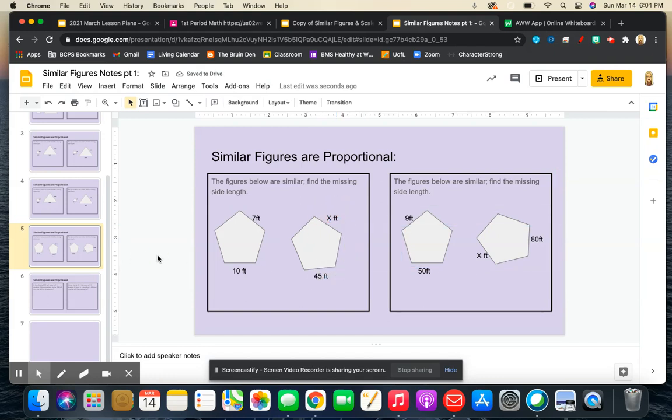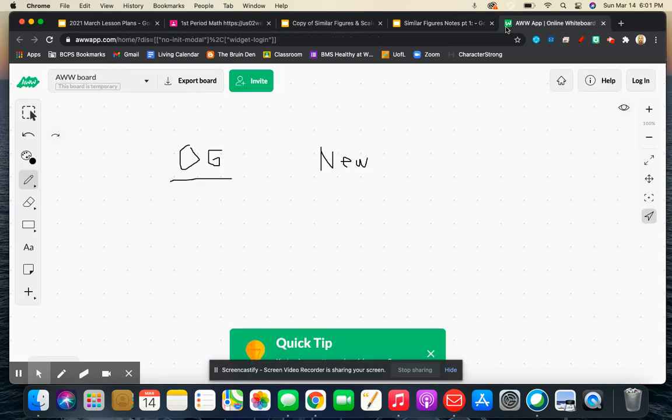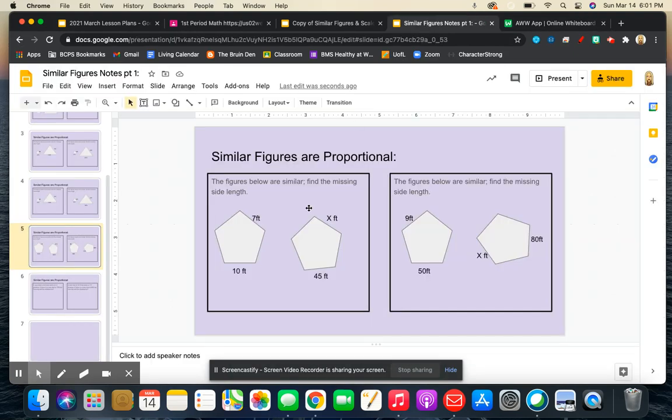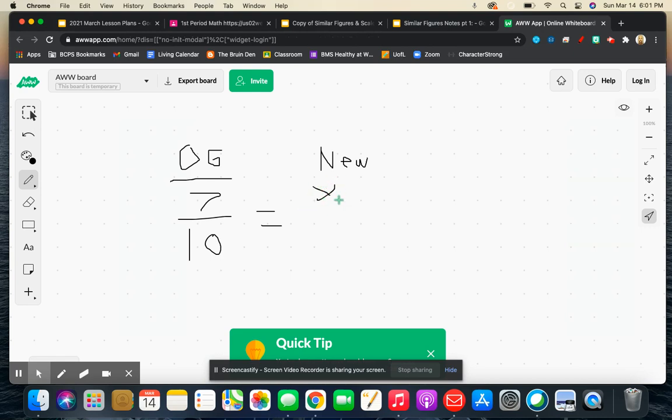All right, now we should be able to create our two ratios. So on the left, we're going to have 7 over 10. You also could have 10 over 7. That side doesn't matter. What matters is you need to make sure you're matching this x with 7, 45 with 10. So x over 45. All right, we are going to cross multiply and divide. So that means 7 times 45 is 315. Divided by 10, x equals 31.5.